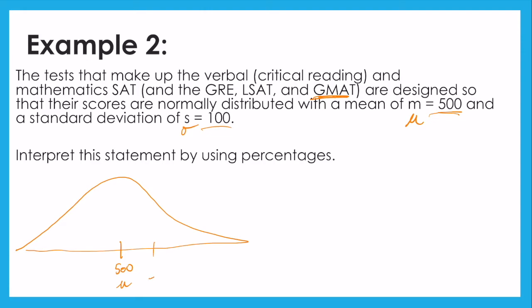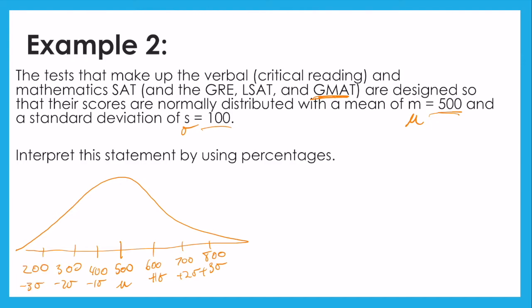So we're going to go 1, 2, 3 standard deviations above the mean. So that would give me 600, 700, 800. I love it when we're working with nice, easy numbers. And we need to go 3 standard deviations below the mean. So that's going to give me 400. If I go 2 standard deviations, I get 300. If I go 3 standard deviations, I get 200.